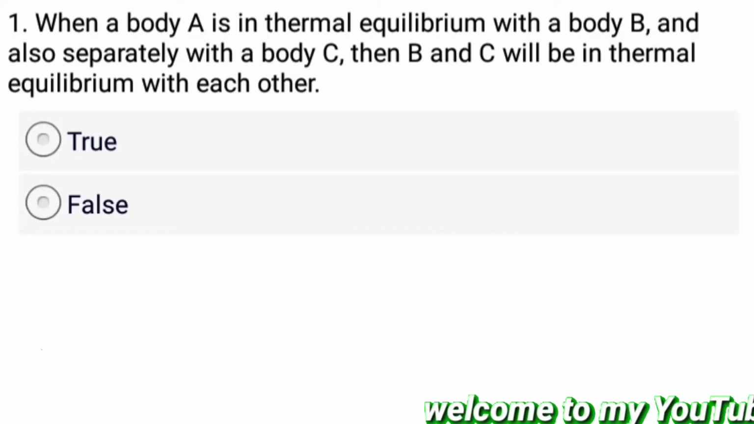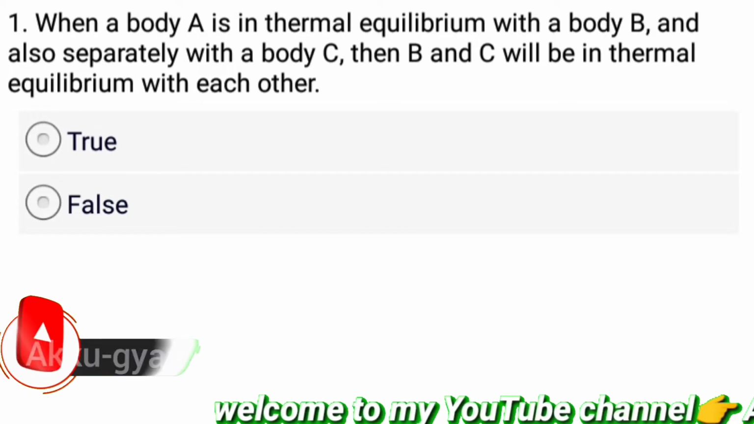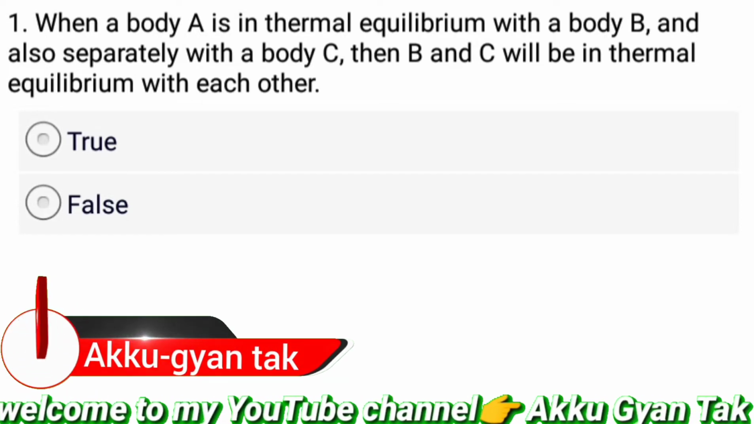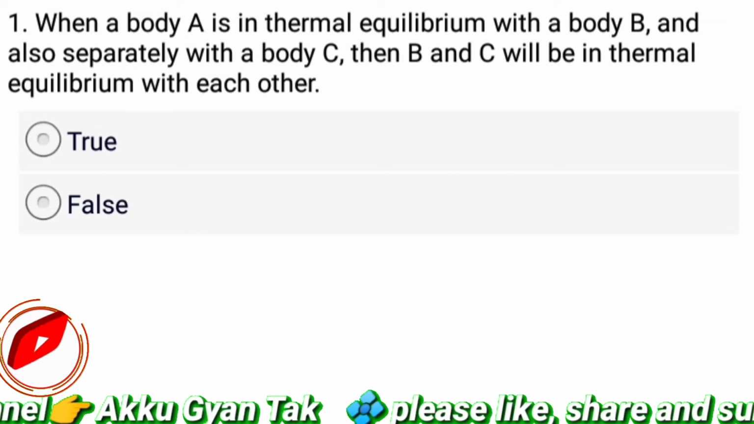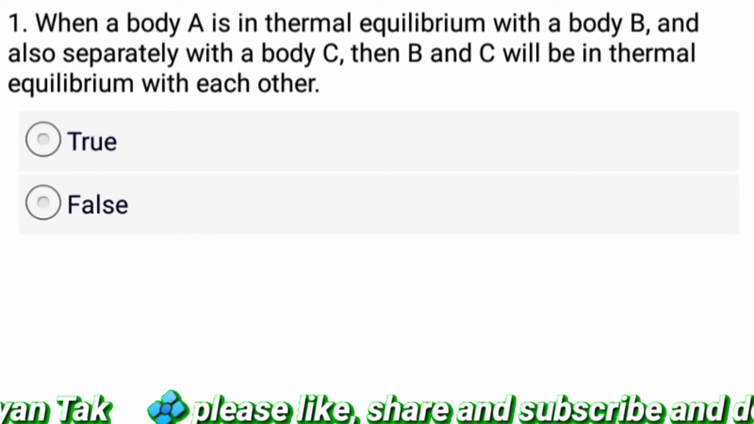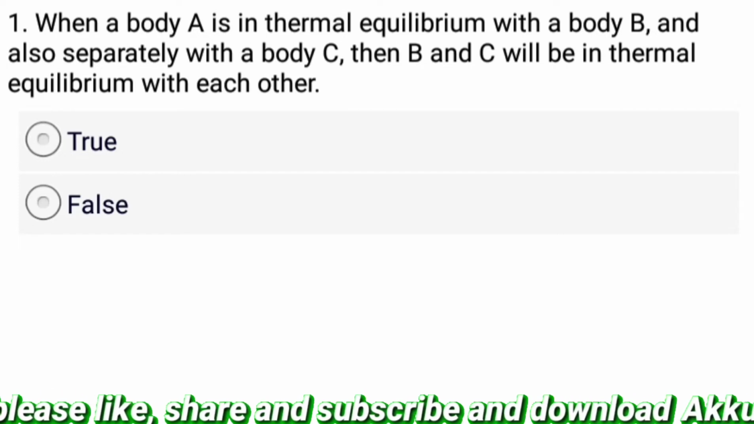When a body A is in thermal equilibrium with a body B, and also separately with a body C, then B and C will be in thermal equilibrium with each other. A true. B false. C tilde D tilde.